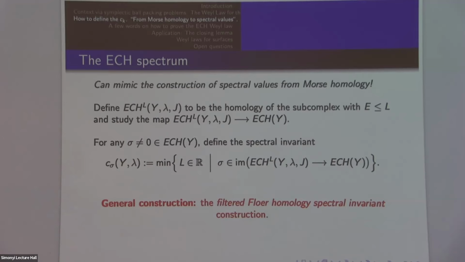And again, I just want to advertise this construction and give it a name. I'm not sure it actually has a name anywhere, but anyways, I called it the filtered Floer homology spectral invariant construction. And I put it in red because you can do this with any kind of one-parameter family of Floer homologies, and you get interesting numbers.